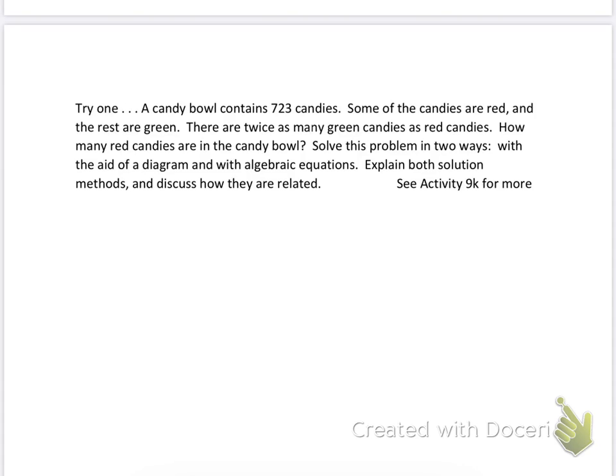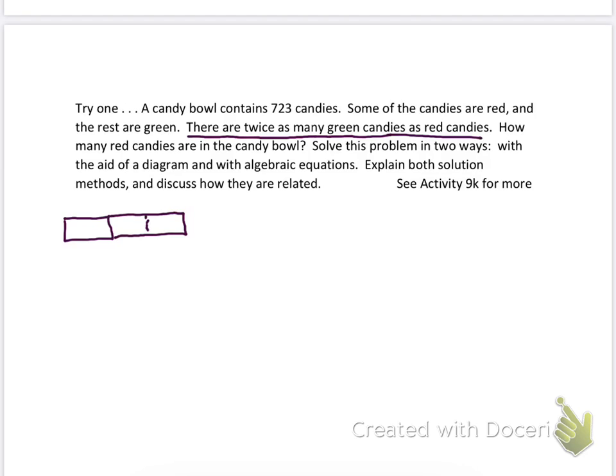Some of the candies are red and the rest are green. Okay, so that's nice. I have red and green. But now this is the important line. There are twice as many green candies as red candies. Okay, so that means that you're going to do a red, and then you're going to do a green that's really twice the red. How many red candies are in the candy bowl?